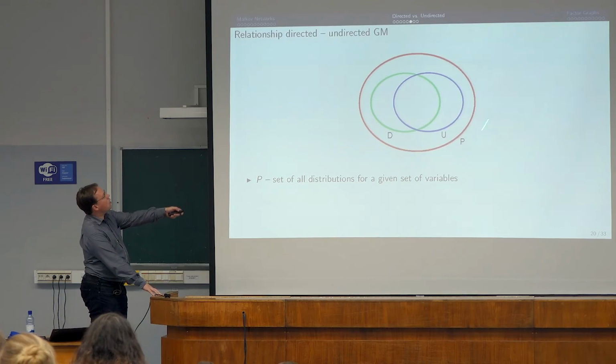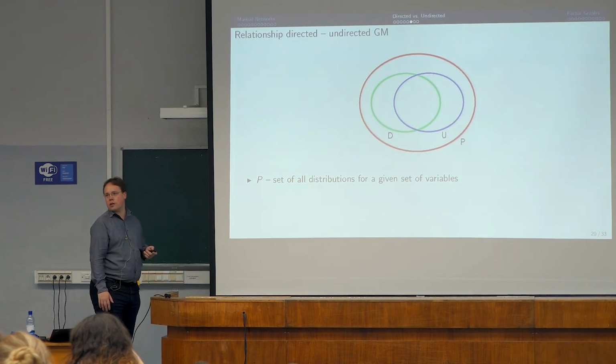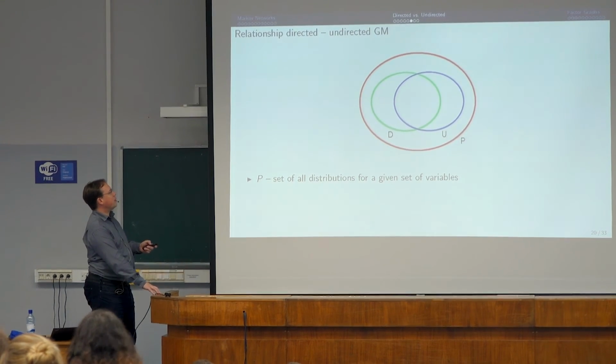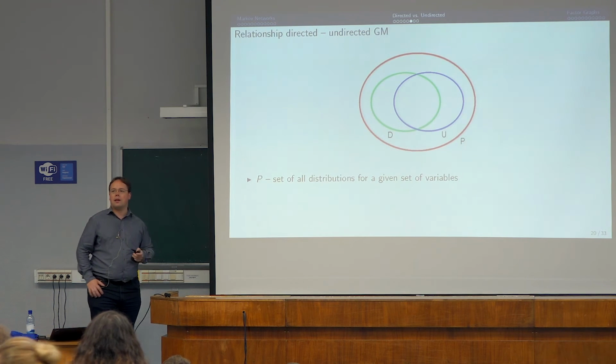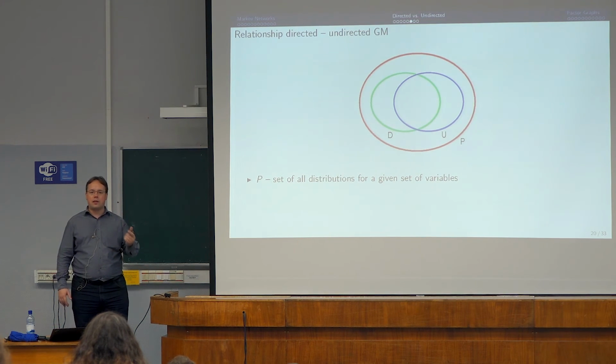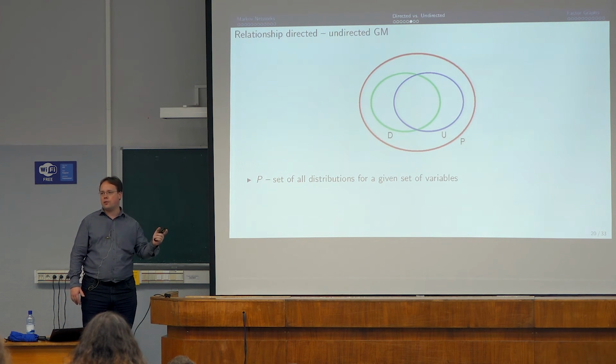So here's the graphical representation. That is the set of all possible distributions. It's a big set. There's a lot of distributions out there for a fixed set of variables. This is the ones that can be written as a directed graphical model where the graphical model is a perfect map of the distribution. So it has exactly these independencies and no others.